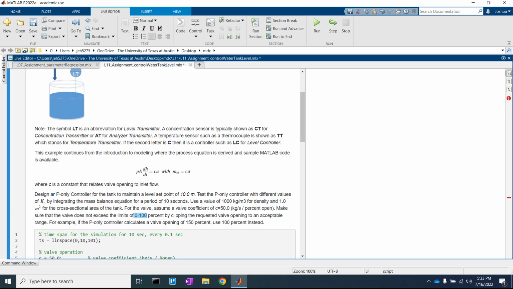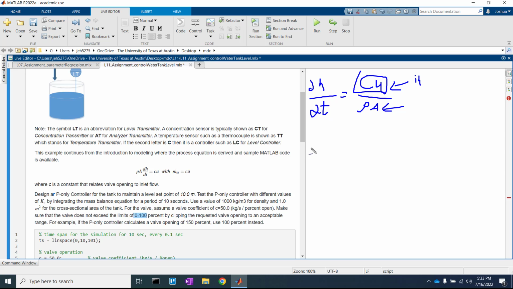What it will really come down to is that our change in height over time will be equal to Cu over rho A. This is the amount coming in, and rho and A account for the density and the area, since this is a mass balance. So that converts the mass to a volume, and then the area takes the volume and converts it to a height.